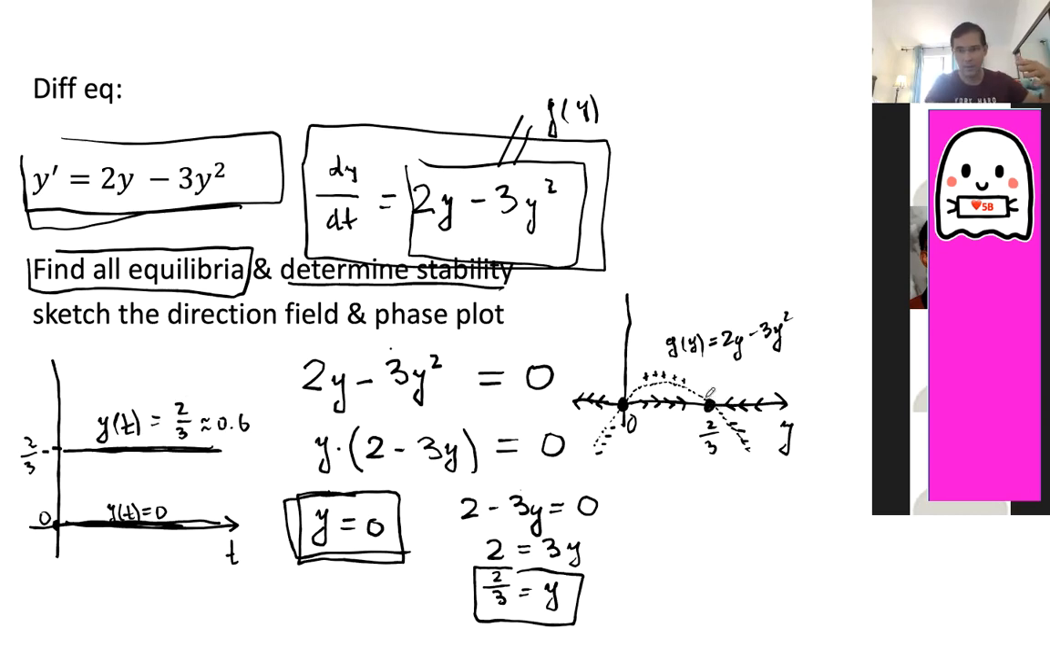This is the equilibrium. Another equilibrium is the constant function y equals 0. And this corresponds to this little point, 0. But now, what's happening? 2 over 3. Okay, question for you. Is 2 over 3 stable or unstable? Stable. Perfect. This constant function is a stable solution.